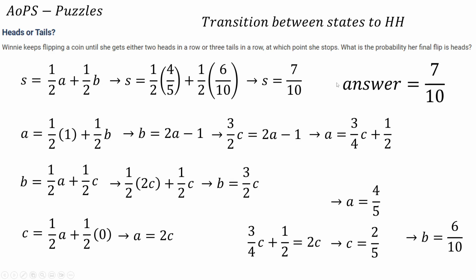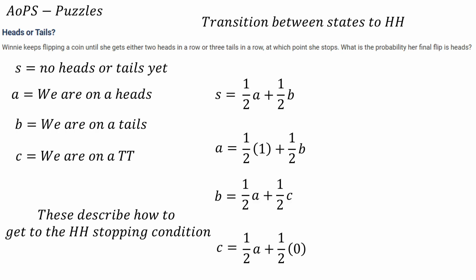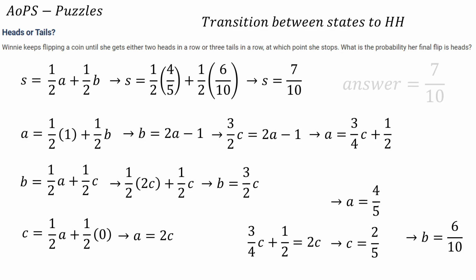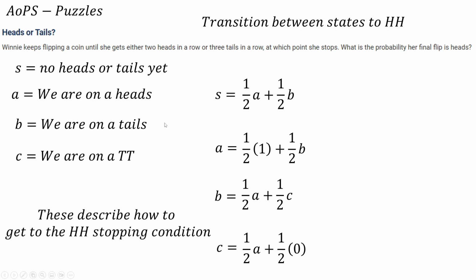Okay, the reason why that's our answer is, well, let's just go back to when we defined the transition states. So the answer is 7 over 10, by the way. That's the final answer. That's the probability that our final flip is heads. It's because these variables define how to get from the variables to the stopping condition.